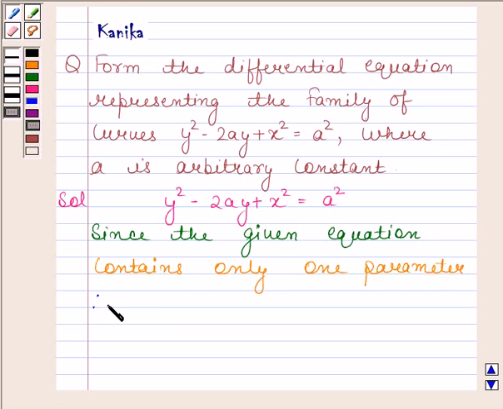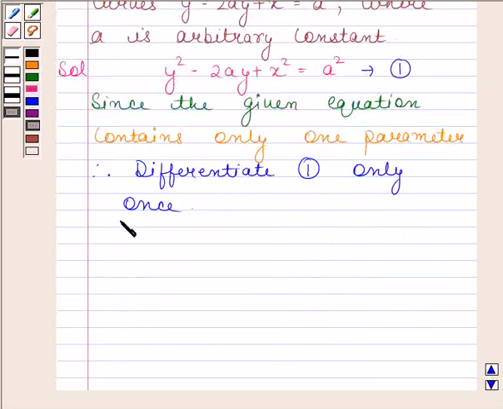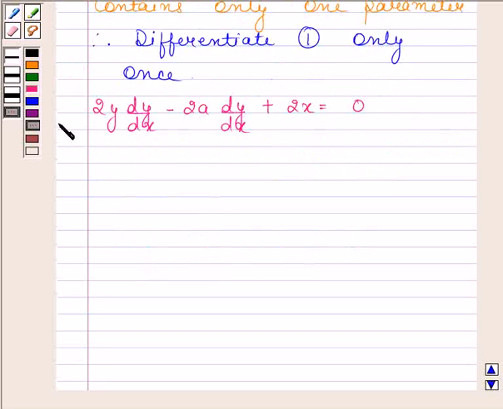therefore, we will differentiate, let's name the given equation as 1, only once. Differentiating 1 with respect to x, we get 2y into dy by dx minus 2a into dy by dx plus 2x equals 0.